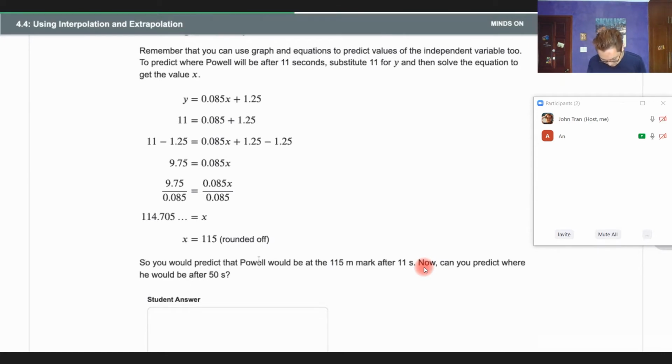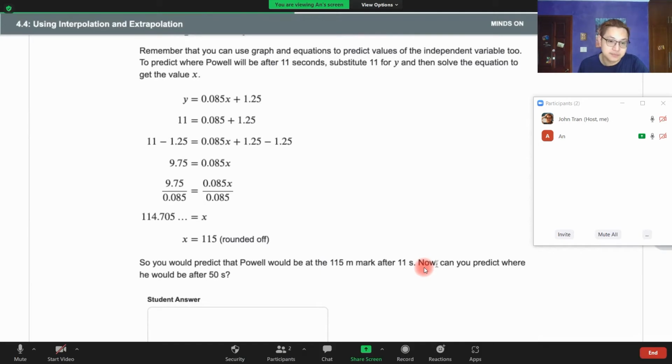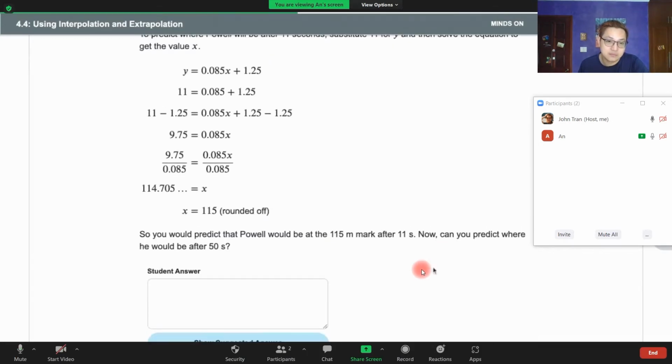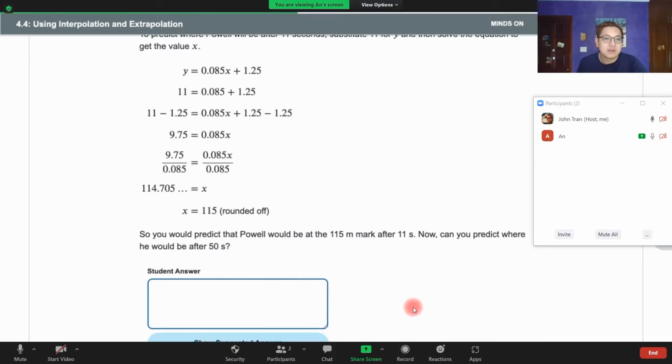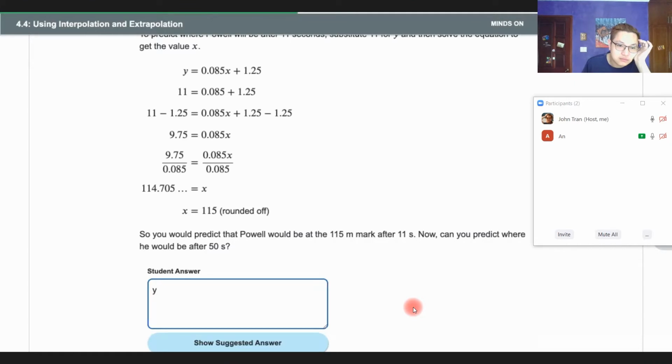So you would predict that Po would be at the 150-meter mark after 11 seconds. Now can you predict where he should be after 50 seconds? Okay, you do that. Be careful to check everything again, check everything twice.